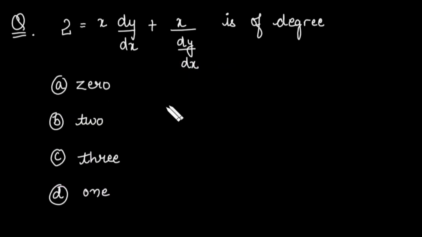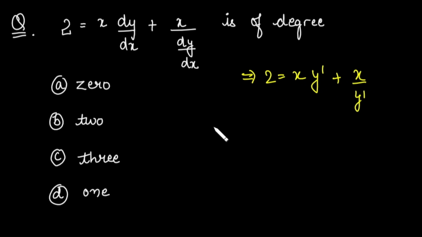Here we have the first question. According to this question, we need to identify the degree of this differential equation. Out of these, one correct option is there. Firstly, we will simplify this differential equation because it is not in polynomial form. Let's write its simplified form. Firstly, I am writing dy by dx as y prime. So we have 2 is equal to x y prime plus x by y prime.